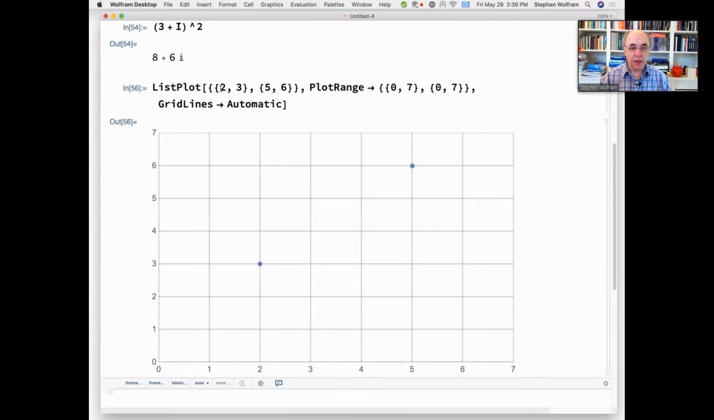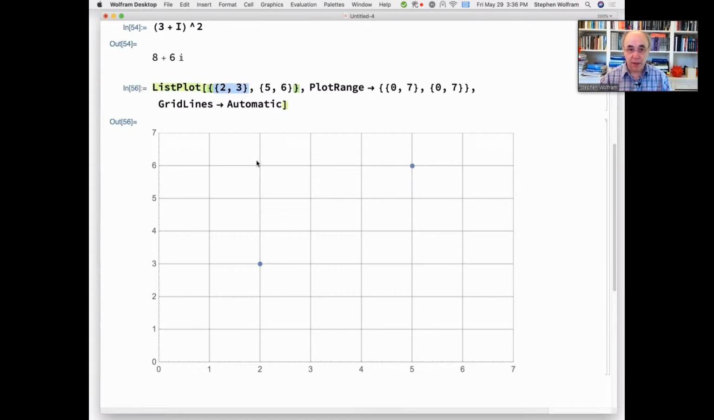Okay, so we've got these points: 2, 3 and 5, 6. So this is x coordinate 2, y coordinate 3, and x coordinate 5, y coordinate 6. And that's how we can plot those 2 points in the plane.